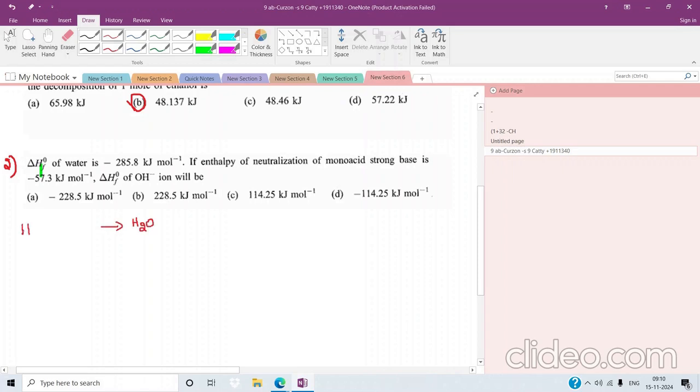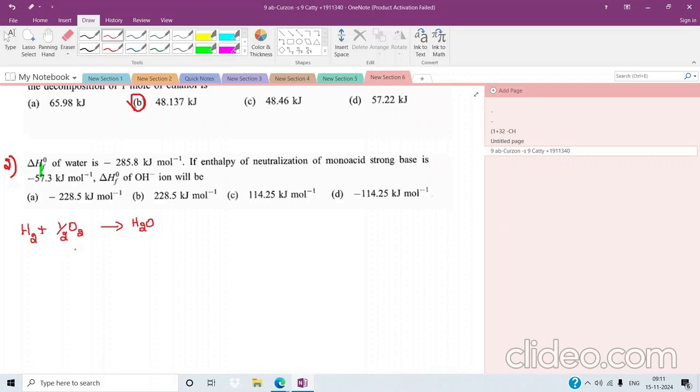Hydrogen in the elemental state is H2, and if you are taking the elemental state of oxygen, then there should be 1 by 2 O2 to get 1 mole of water molecule. This is actually a balanced equation of formation of water from the elemental states of hydrogen and oxygen. Always the formation should be 1 mole, and that should be in the elemental states. Please don't forget that one.